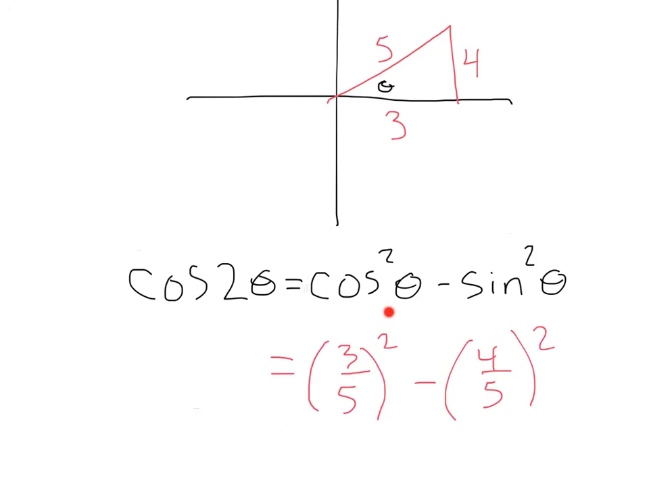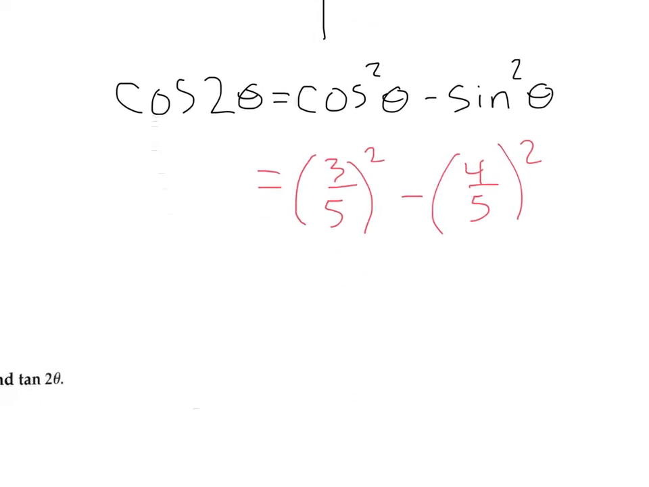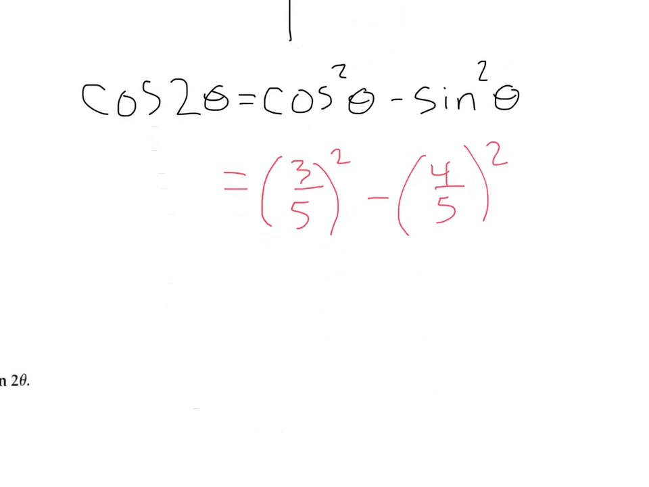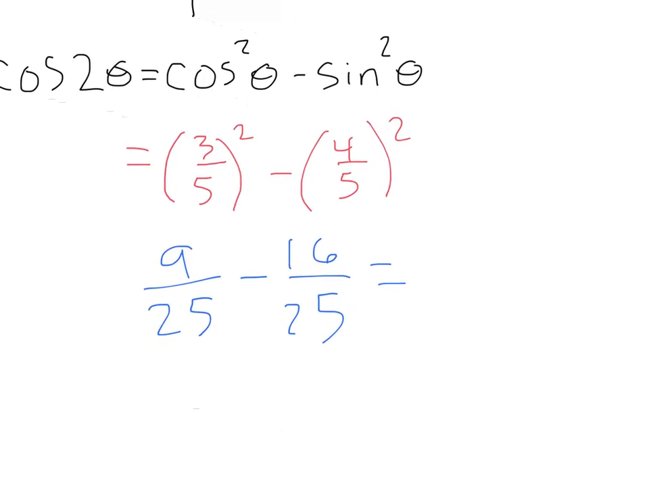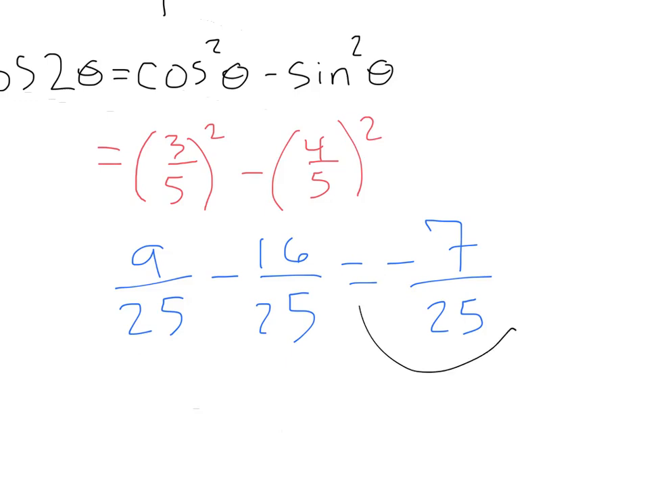Doing that, my cosine theta is going to be 3/5, so I have 3/5 squared since we're cosine squared. And my sine theta is going to be 4/5, and I do 4/5 squared because I have sine squared. If I simplify that out, I'm going to get 3/5 times 3/5. That's going to be 9/25 minus 4/5 squared. That's going to be 16/25, giving me a grand total and my final answer of negative 7/25.